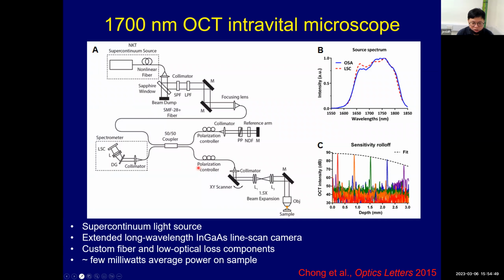So here is one such system we built using a 1700 nanometer wavelength light source. Basically we use an NKT supercontinuum light source, and then we filter the beam to only use the 1700 wavelength. This is very similar to a typical OCT system. We split the light 50-50, and one part of the beam goes to the sample and the other part goes to the reference arm. Then they are reflected back and collected using the spectrometer.